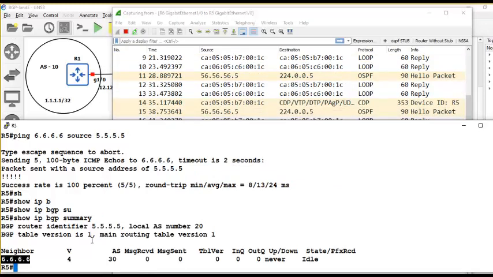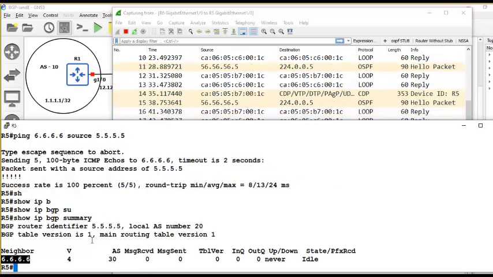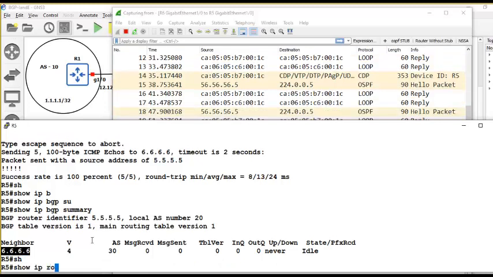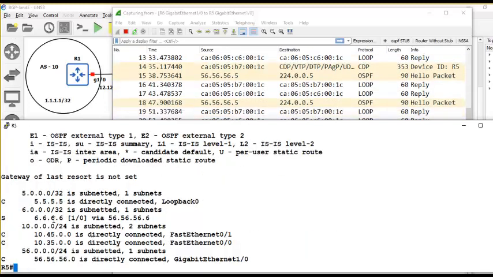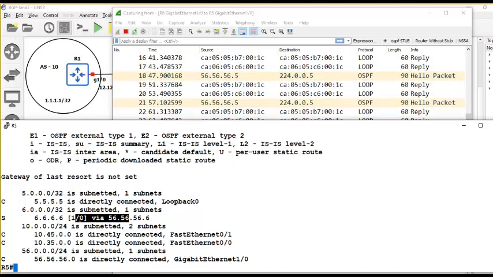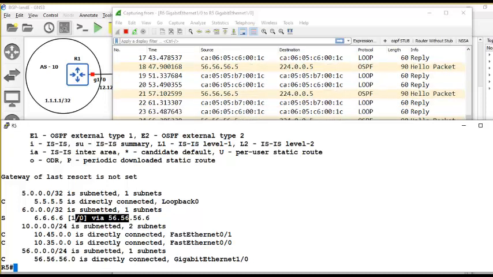The 6 network is not seen as connected in the routing table, you see. Is it shown as connected? 6 is not shown as connected. It is shown as via this. If it is connected, by this time it would have sent some packet.